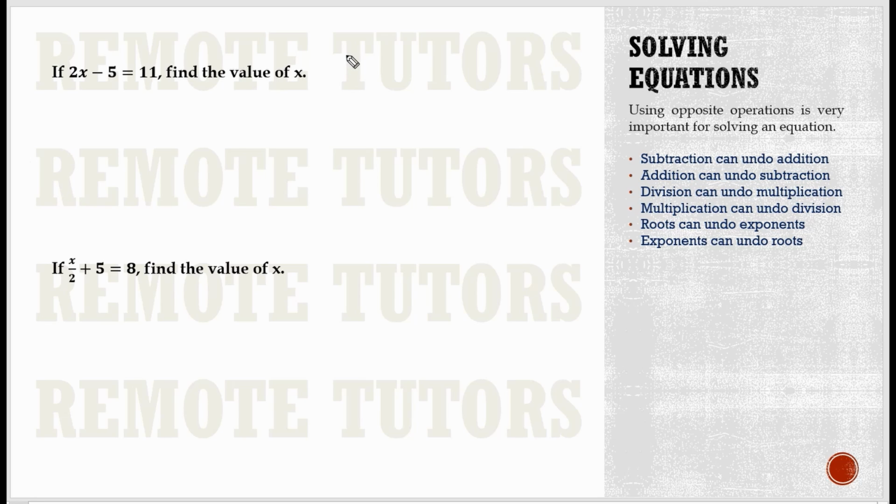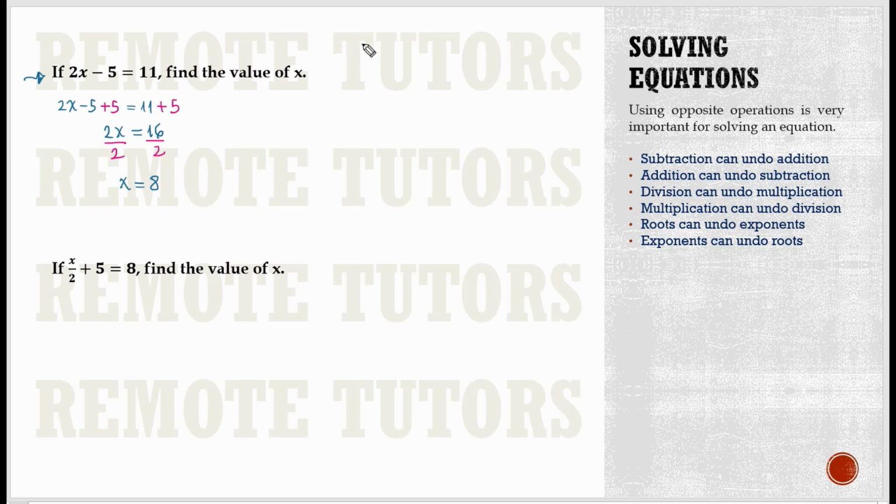In the next 2 examples, we have to solve for x, and here what we have to do first is remove -5 from the left side. So we will add 5 to both sides. So we get that 2x is 16, and at last we divide both sides by 2. So the value of x gives 8.